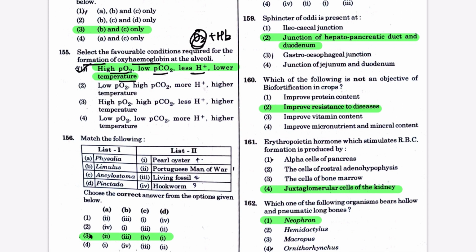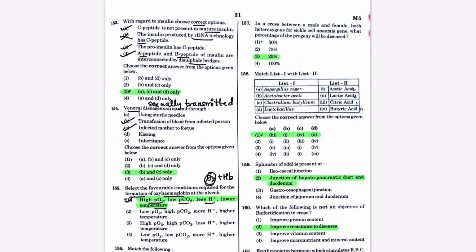Okay, right. 156, match the following. So just their common names, right? Physalia, the answer is Portuguese man of war. Limulus is a living fossil, right? Ancylostoma, hookworm. Pinctada, pearl oyster. Okay, so option 3.